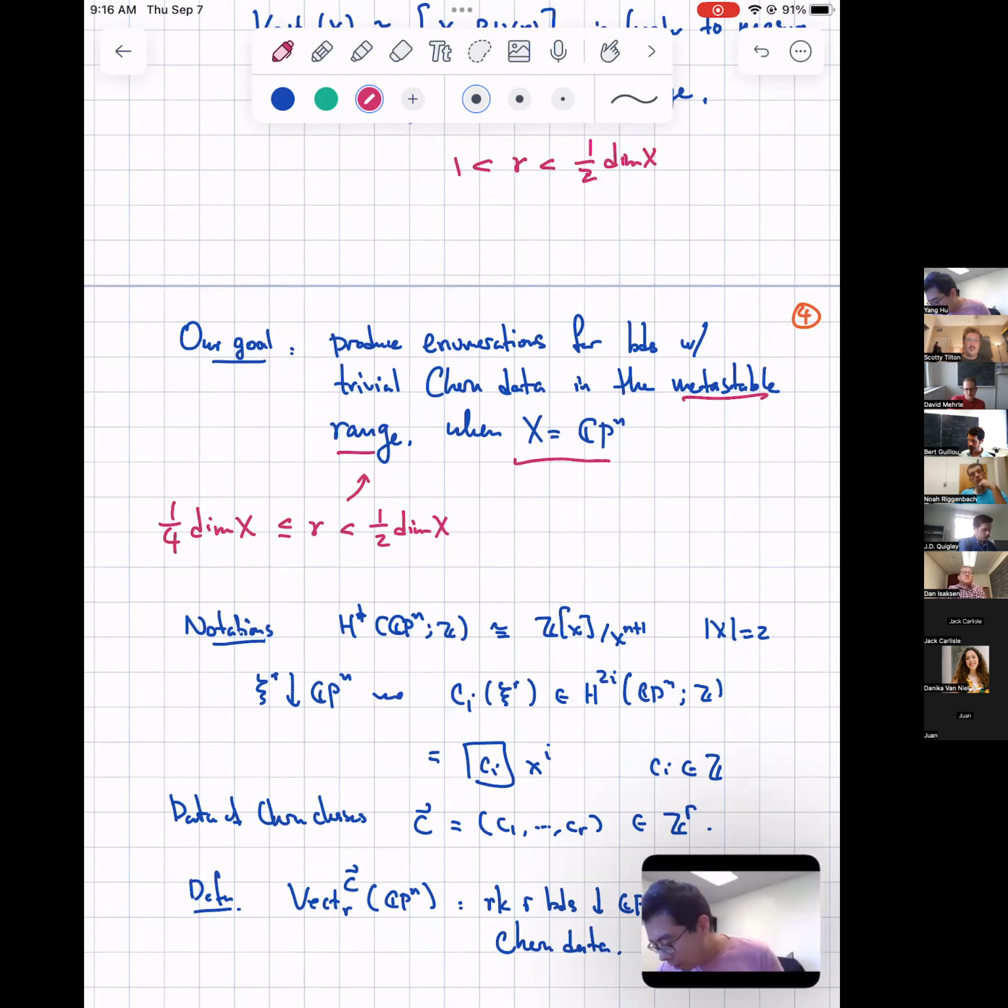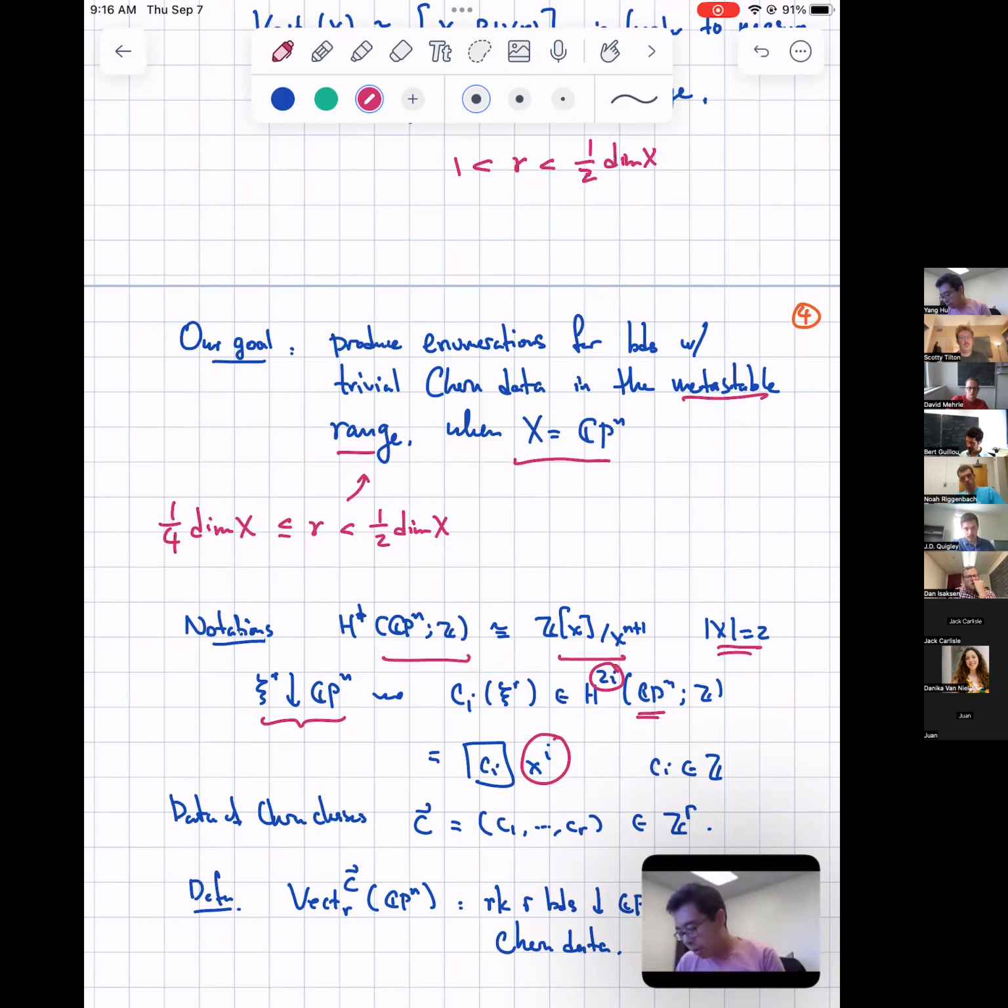We're working with the complex projective space CP^N. So its cohomology over Z is a truncated polynomial ring on one generator x in degree 2. We can identify that as the first Chern class of the tautological bundle. So if we have any rank R bundle over CP^N, then its i-th Chern class is going to live in degree 2i cohomology of CP^N, which is going to be some integer multiple of x^i.